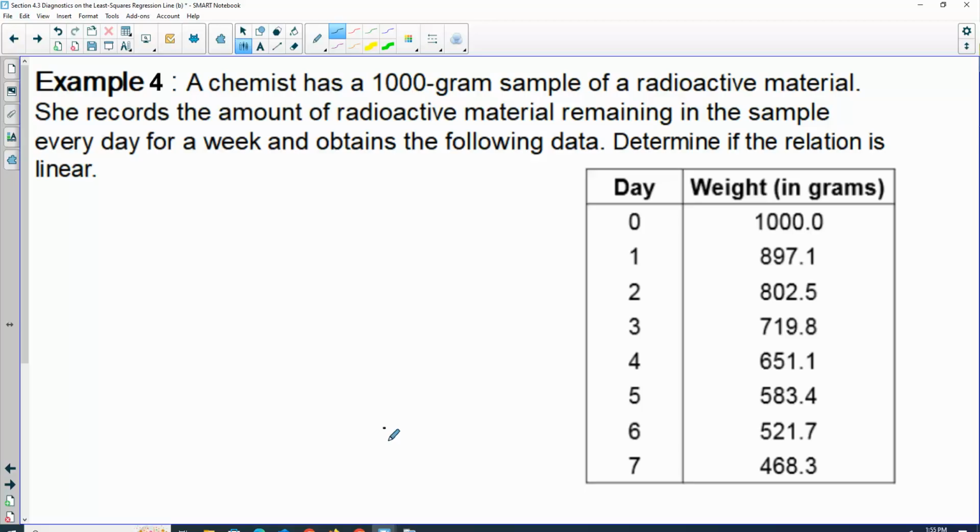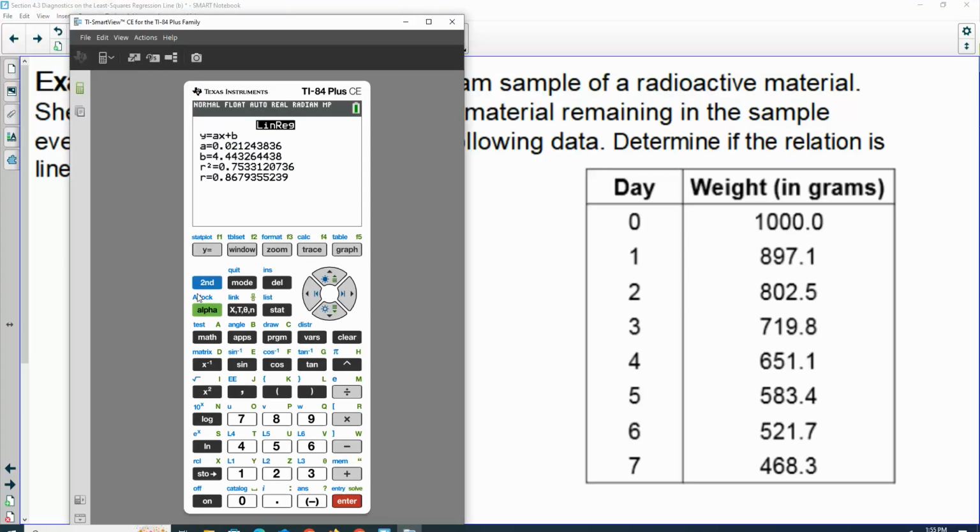Let's look at this one. A chemist has a 100-gram sample of a radioactive material. She records the amount of radioactive material remaining in the sample every day for a week and obtains this data. Determine if it's linear. So what would I do? Okay. Enter this in L1 and L2.